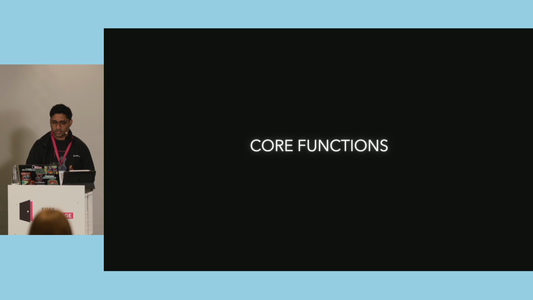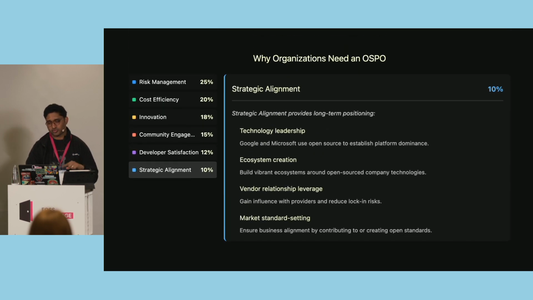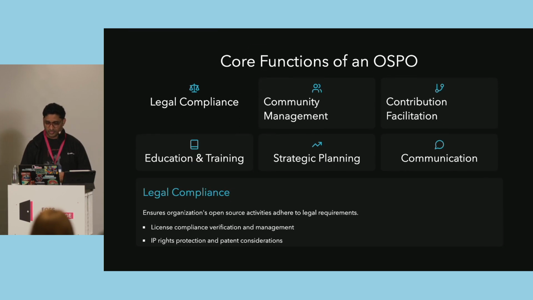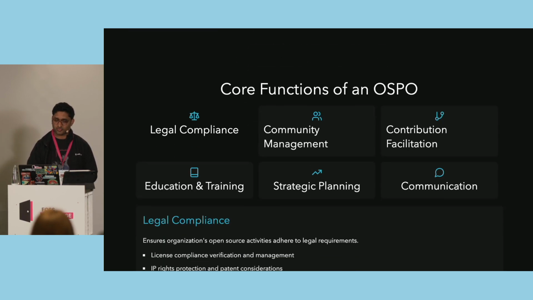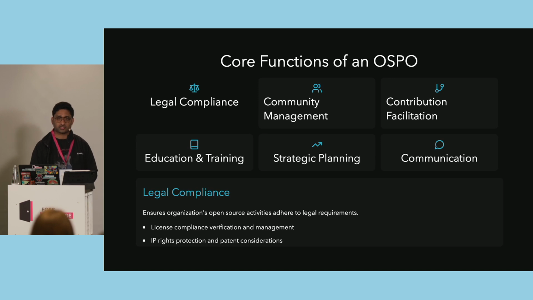So let us discuss the core functions of the open source. Before going into the next core functions, I would like to say that successful companies today do not just use open source tools, but also engage strategically by having open source program offices. So let us discuss the core functions of the open source program office. There are 6 core functions of the OSPO.